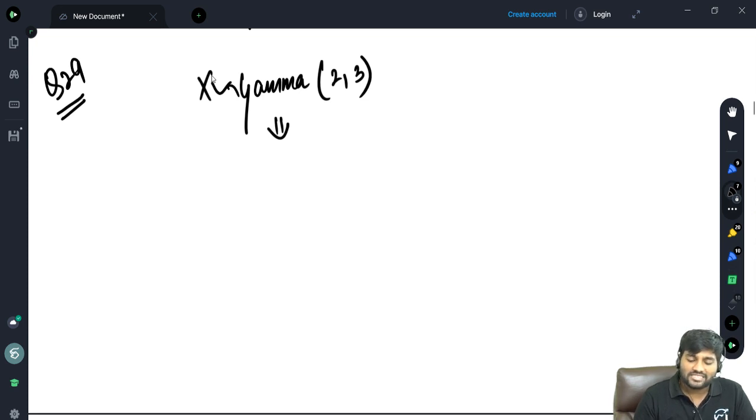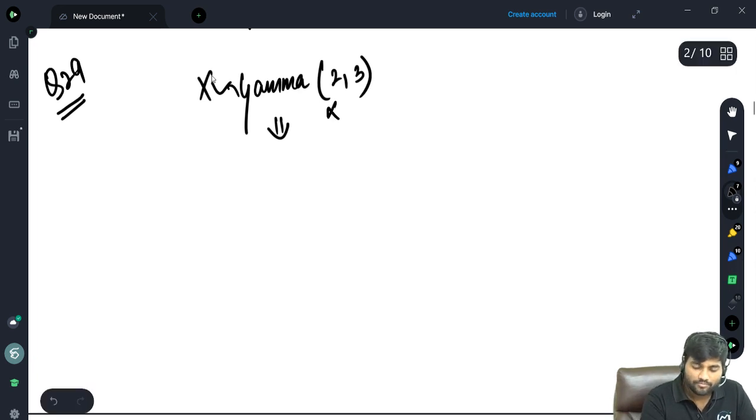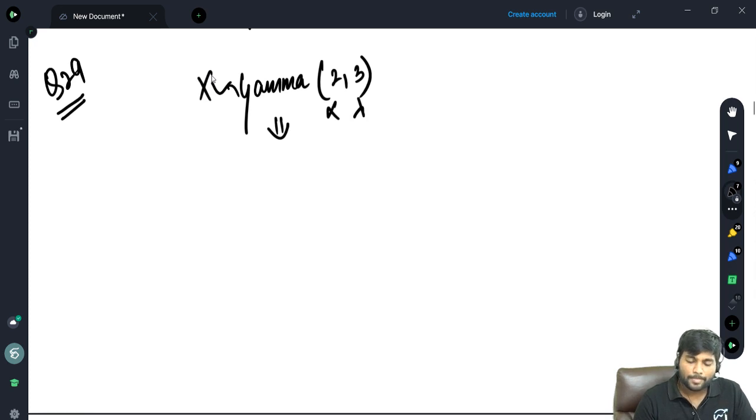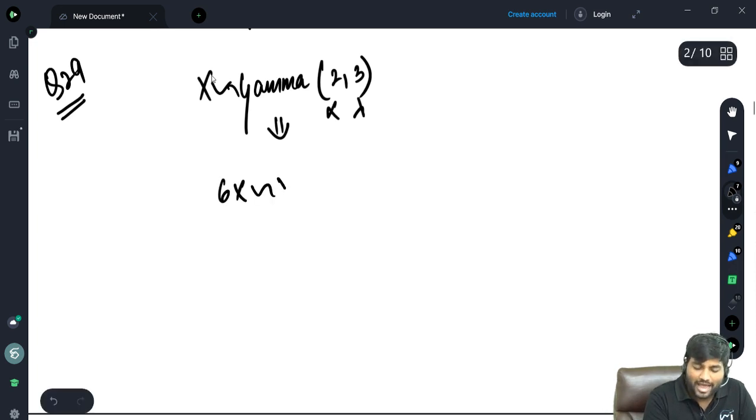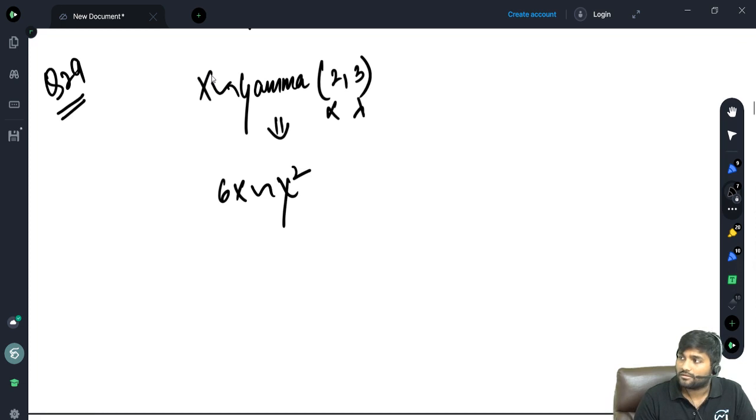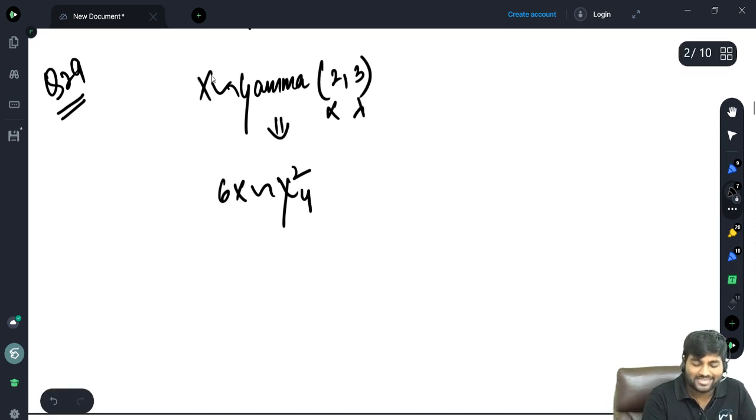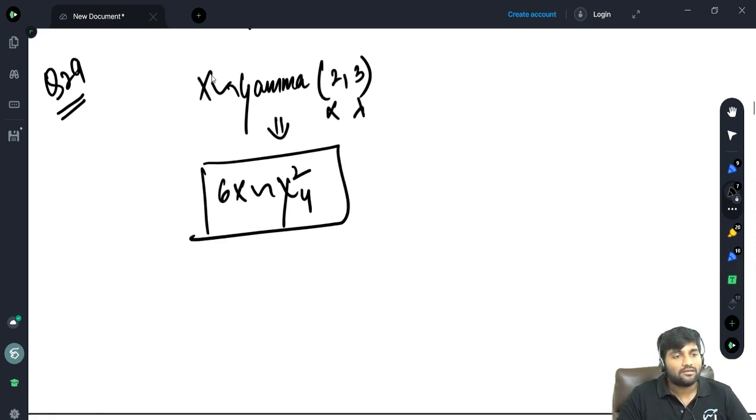I am asking, if X follows gamma 2, 3, as you can see on the screen, how to convert this to a chi square? Tell me. 2 lambda X will follow chi square. So 6X will follow chi square 4.